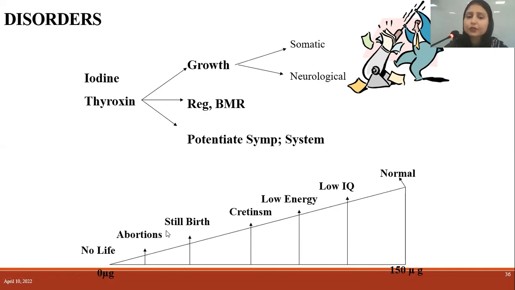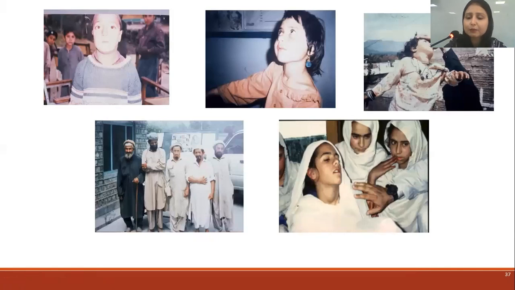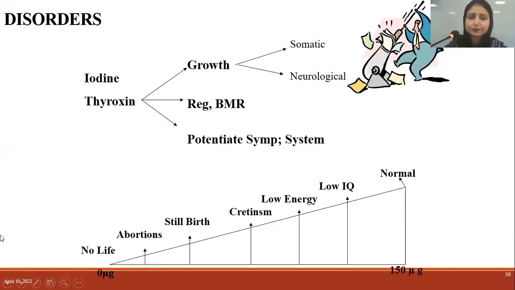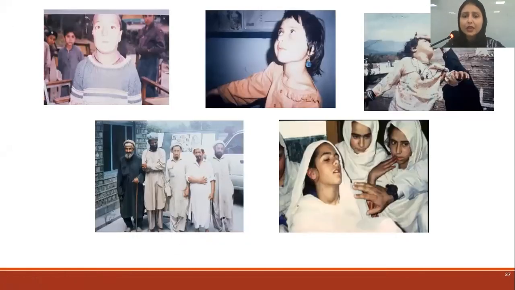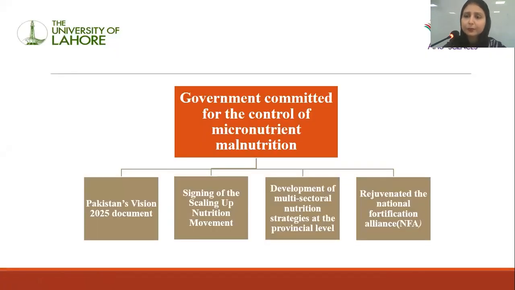Abortion means the death of the fetus before the 20th week. But if the death of the fetus occurs during the delivery, after the 20th week of pregnancy, then it is considered a stillbirth, the loss of a fetus. So if there is a 0 microgram intake of iodine, there is no existence of life. And these are the different diagrams that are indicating the deficiency of iodine.